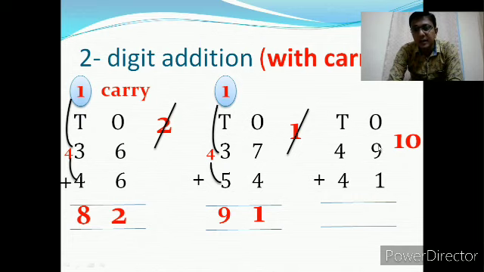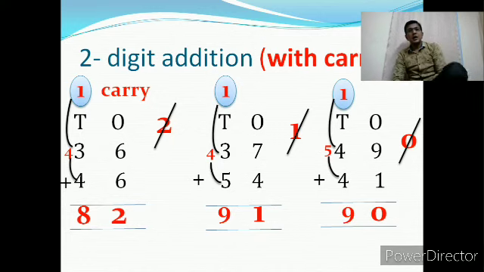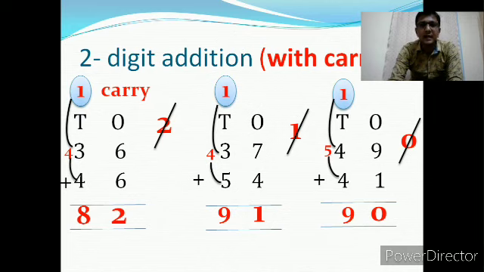In the next example, it has already been done. 9 plus 1, 10. What you have to do? You have to strike off this one and write below the ones place, and at the same time you have to write 1 as the carry over the tens place. So 1 plus 4, 5. 5 plus 4, 9. So this is the 2-digit addition using the carry. That means with carry. Clear? So we have seen 2-digit addition without carry and with carry also.